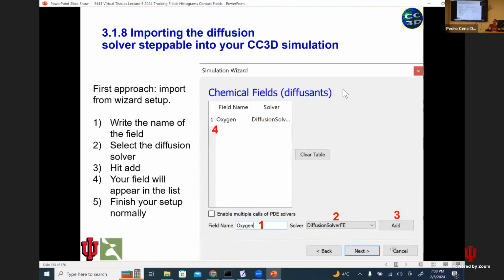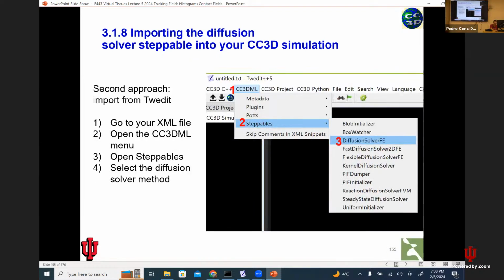To import the diffusion solver specs, code, etc., the first option is to import from the wizard. That's the standard one. In this case, you go to that page in the simulation wizard, type the name of the field, select the solver, click add. You can do this multiple times to add other fields. The other way of doing it is by going to the pull-down menu on Twedit++, CC3DML, Steppables, diffusion solver FE, or the other ones. Some of them, for example kernel diffusion solver, are deprecated.